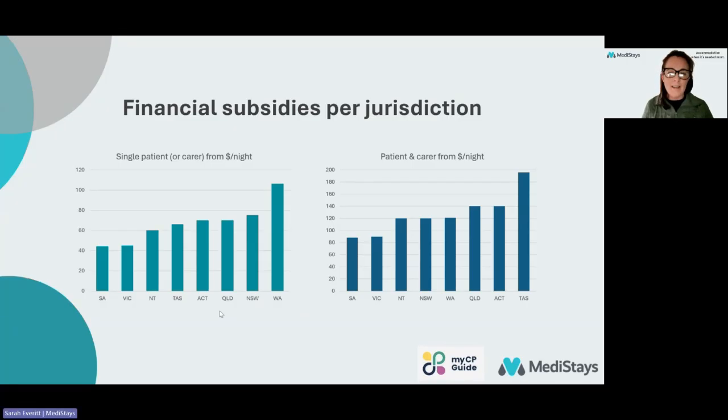The Tasmanian subsidy is the highest for families. The Tasmanian government provides additional support for families that need to travel interstate for specialist care. So they operate with two schemes, intrastate and interstate, as do WA as well.